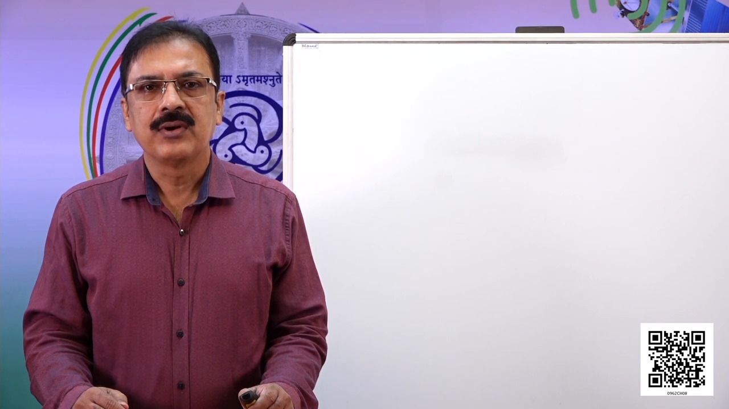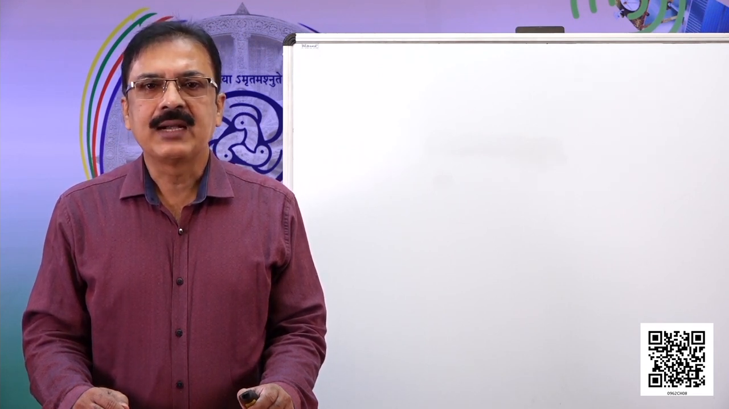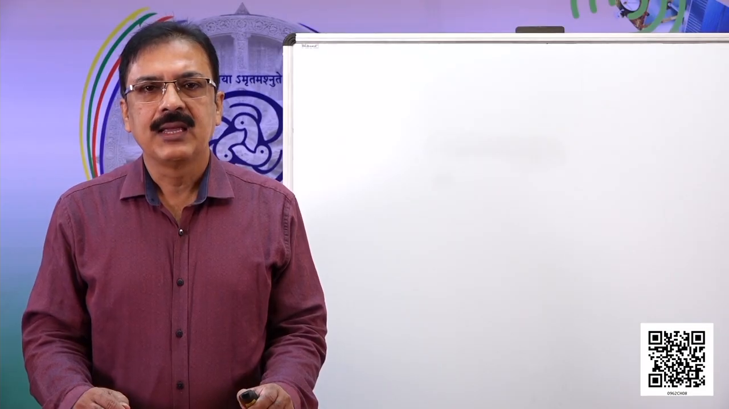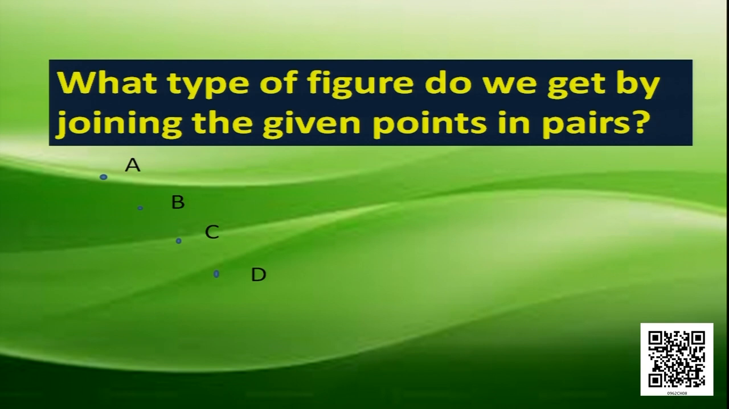Now we are going to learn about quadrilaterals. What type of figure do we get by joining the given points in pairs? You see, here we have four points A, B, C, and D on the plane. If we join them, we get a line segment. So, these four points are called collinear points. If three points are collinear and one point is not on the same line, then what type of figure will we get by joining in pairs? We will get a triangle. So here J, G, I, H, these points, if we join, we get the triangle.